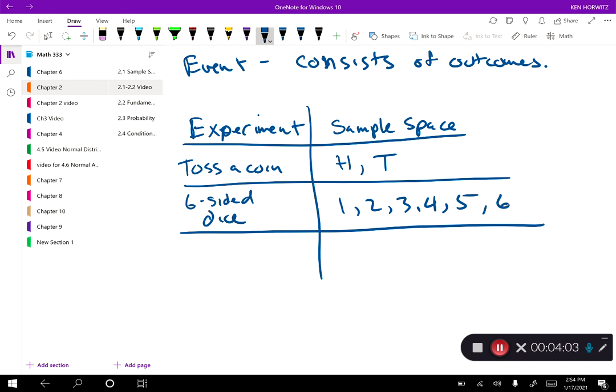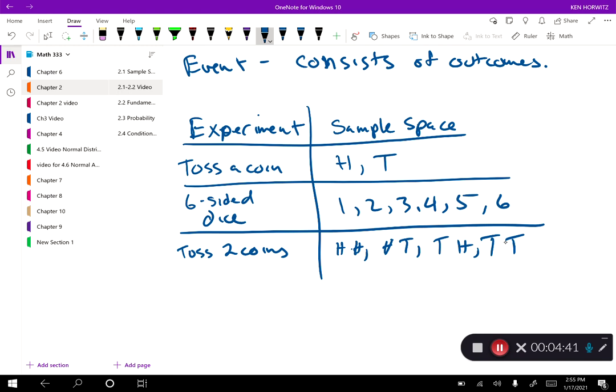If we decided to toss 2 coins, then your sample space would be a little bit different. If we toss 2 coins, it could be head, head. It could be head, tail. Could be tail, then head. Or it could be tail, tail. So your sample space is going to be different depending on the probability experiment that you are doing.